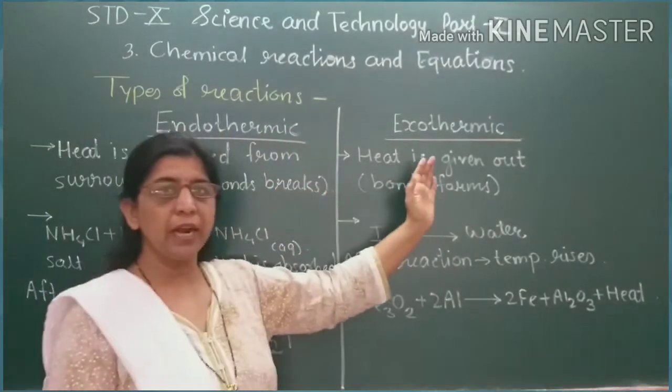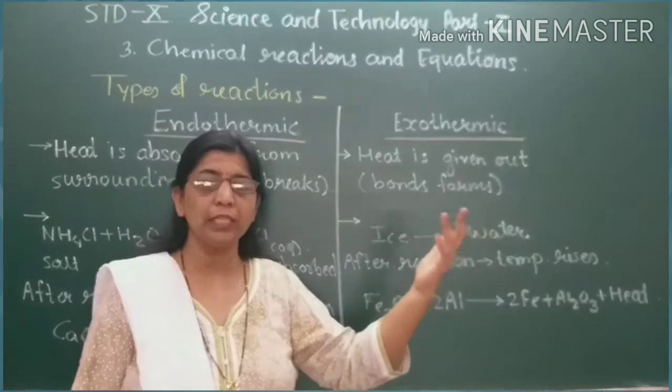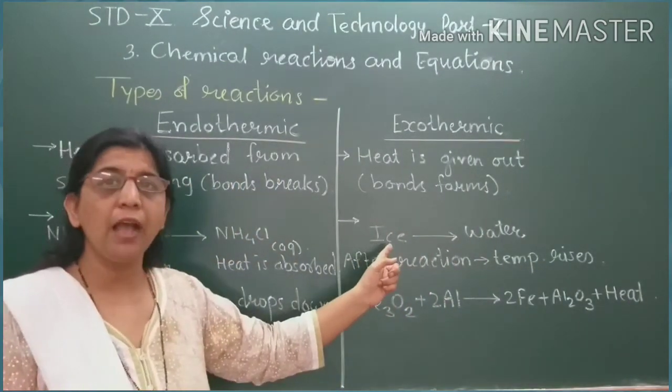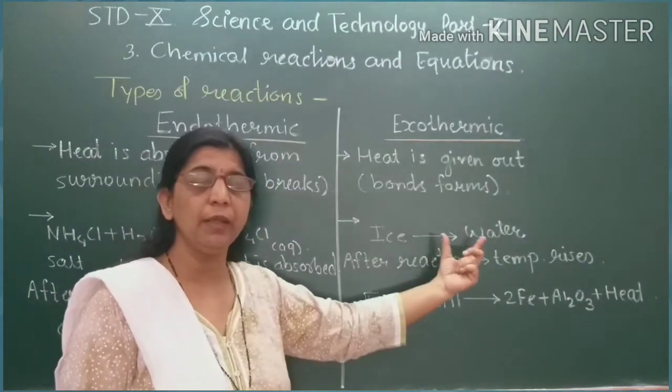Let us come to the next part, that is exothermic reaction. Here, heat is given out as bonds are formed between the reactants. Example, when ice melts to water. After the reaction, you will find that the temperature rises.